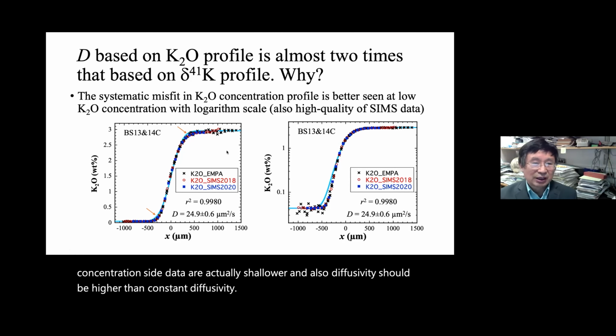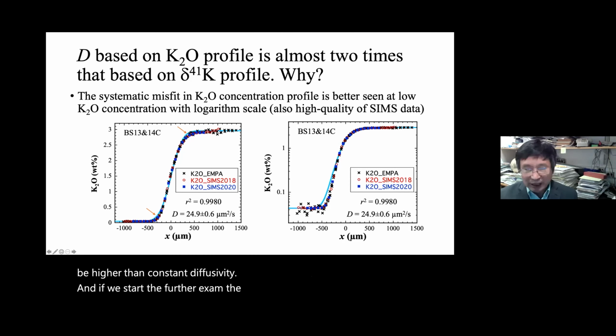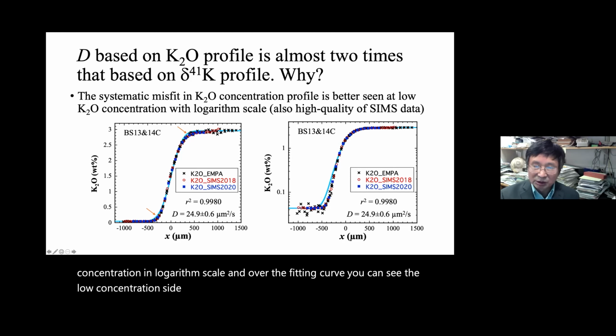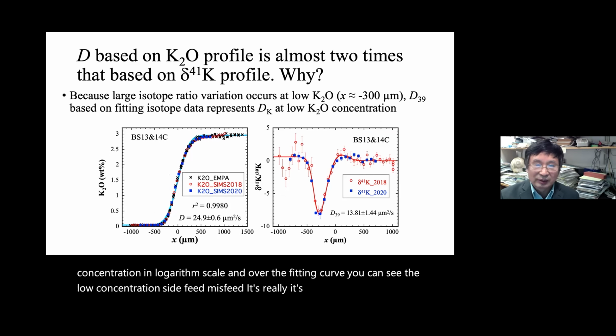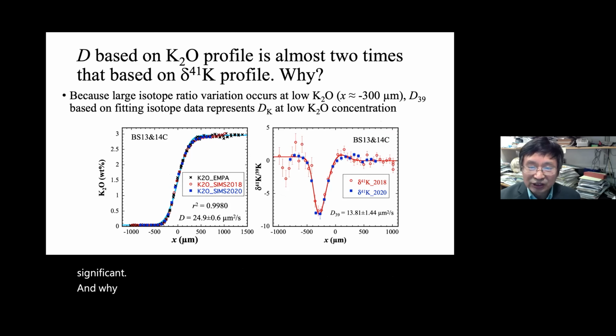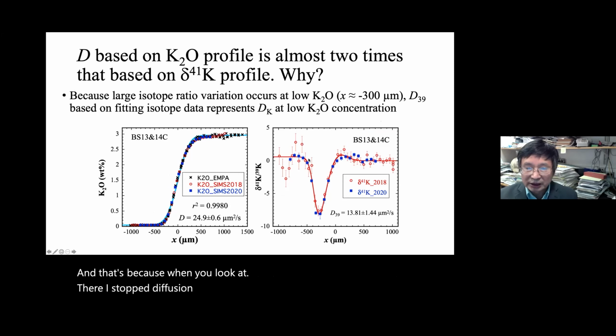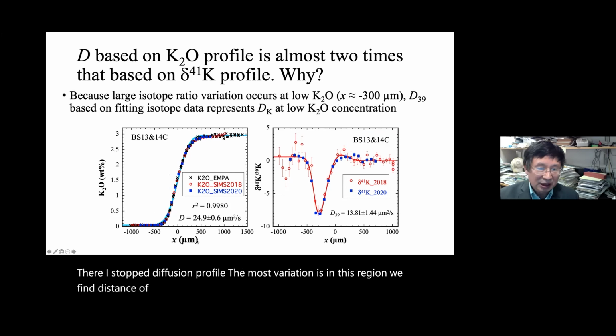And so to further examine the difference, we plotted potassium concentration on a logarithm scale and overlaid the fitting curve. You can see on the low concentration side, the misfit is real and significant. And why would this tiny difference cause a large difference in the diffusivity? That's because when you look at the isotope diffusion profile, the most variation is in this region, at a distance of -300. At a distance of -300, potassium concentration is really low.